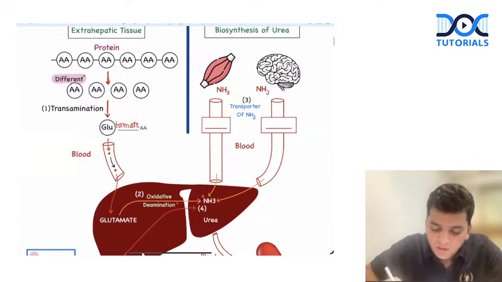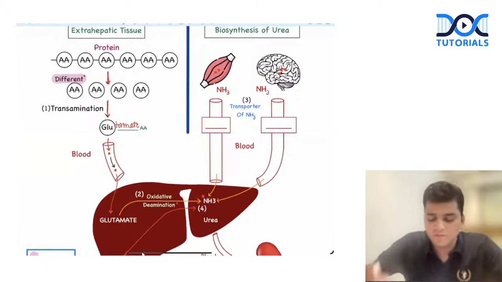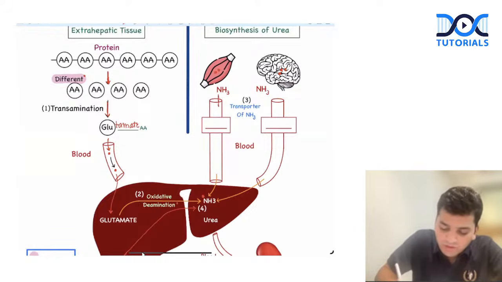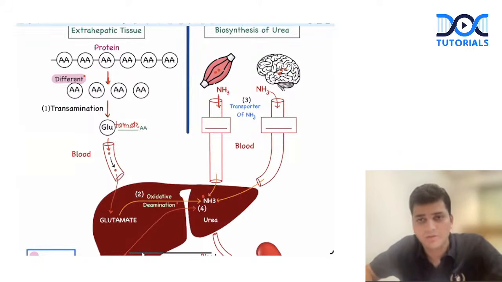Sometimes a few ammonia molecules are freely produced in extrahepatic tissue, maybe the muscles, maybe the brain. We have some free ammonia molecules, and we know that the conversion can only happen in the liver. So we need to transport these ammonia molecules to the liver. But the problem is that these ammonia molecules are very toxic. How do we transport them from the muscles, from the brain?